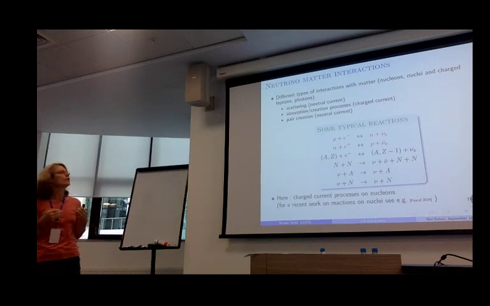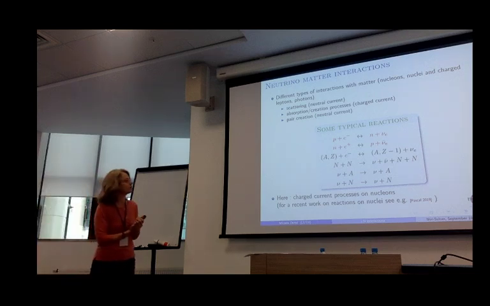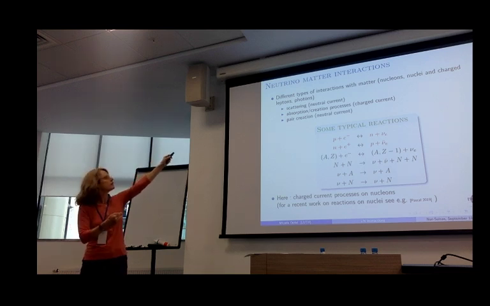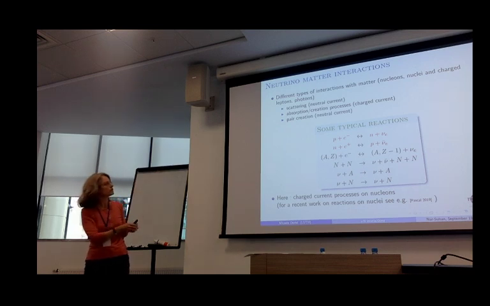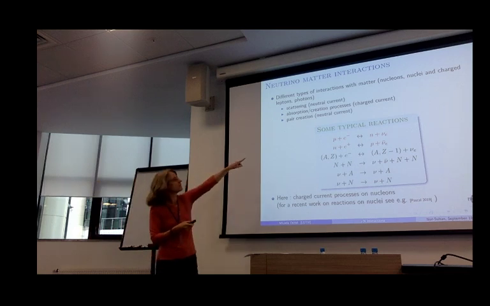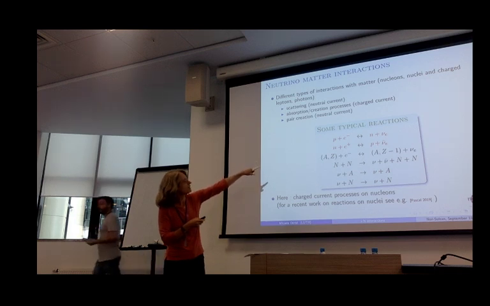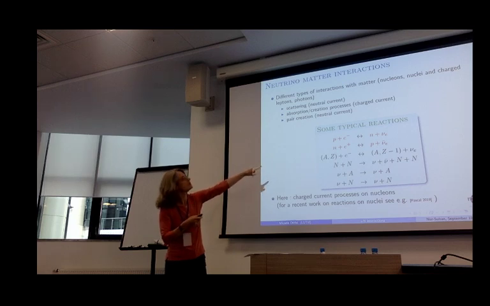Then you can have interactions on nuclei and of course on charged electrons and photons. You have the different types. You have the scattering, which is via the neutral current. Then you have absorption and creation processes. This is via the charged current. And you have pair creation process via the neutral current. And here I've listed some typical reactions. So the first two, these are the electron capture process. And the second one, well, it's more or less neutron decay.